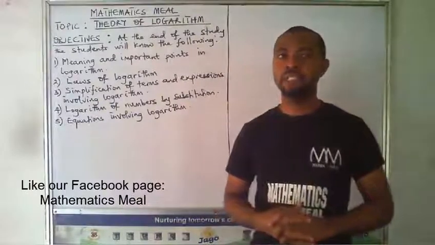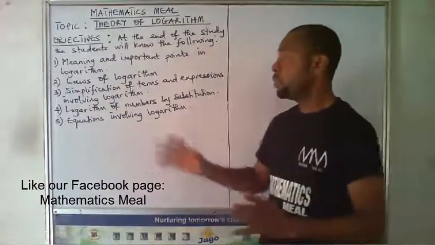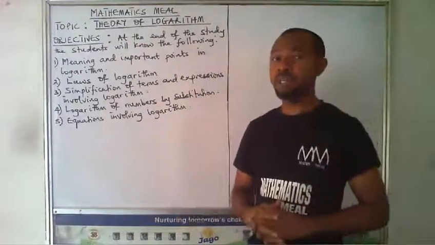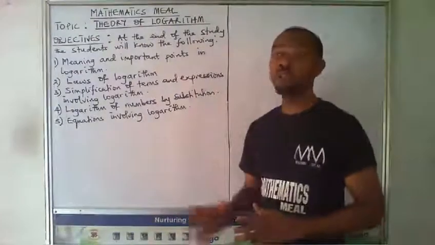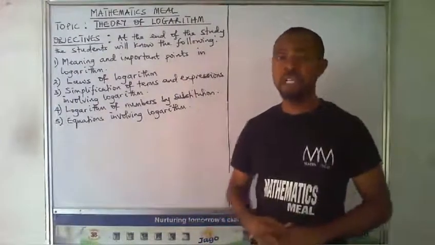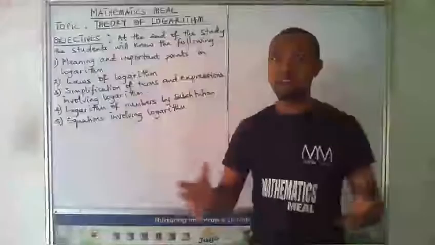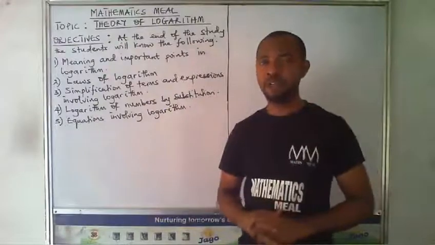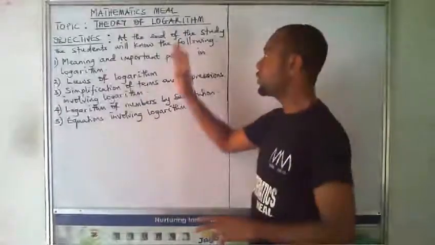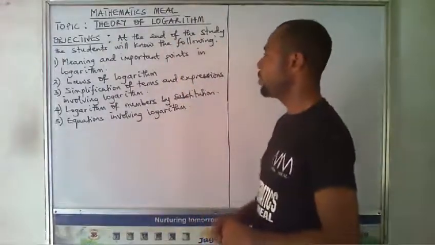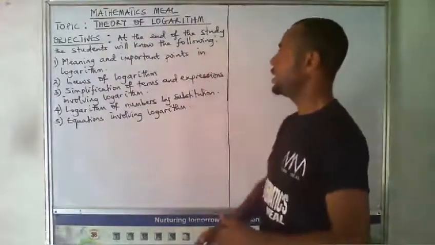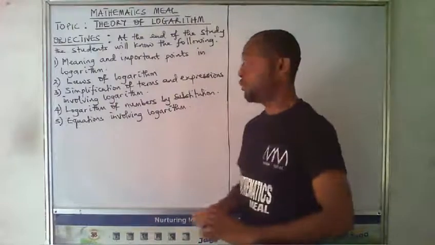Like we used to do generally in all the topics that we have treated so far, the first thing we must consider is the objectives. The objectives are the areas that the student needs to cover in the course of studying a particular topic. So in the study of theory of logarithm, we have 5 objectives. At the end of the study, the students will know the following.